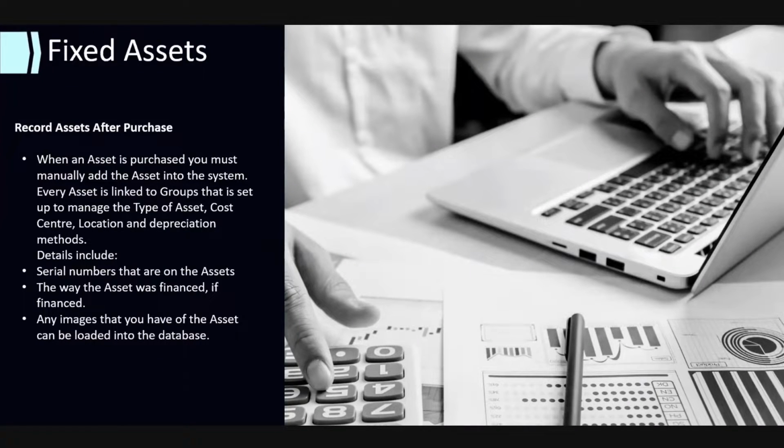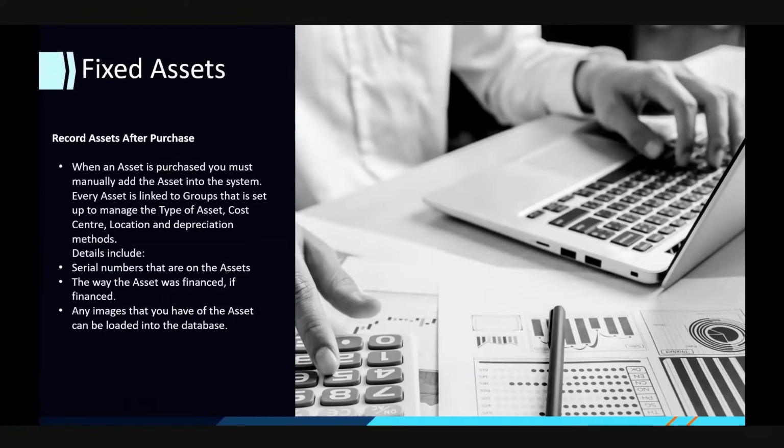The next option will be to record the assets of the purchase. When an asset is purchased, you must manually add the asset into the system. Every asset is linked to groups that are set up to manage the type of asset, cost center, location, and depreciation methods. Details also include serial numbers that are on the asset, the way the asset was financed, if financed. Any images you have of the asset can be loaded into the system. Let's look at the asset screen.